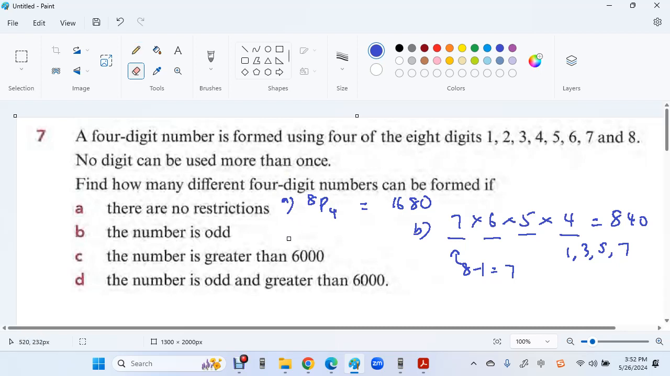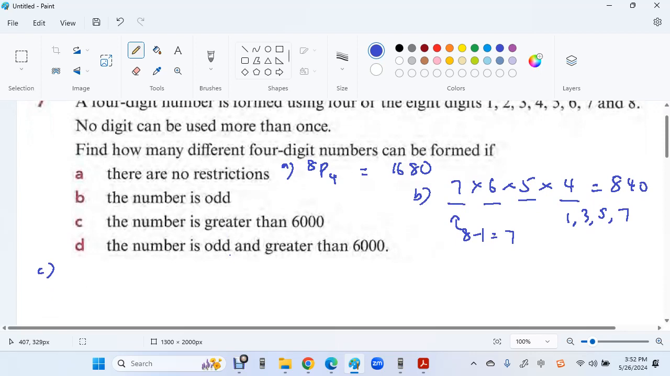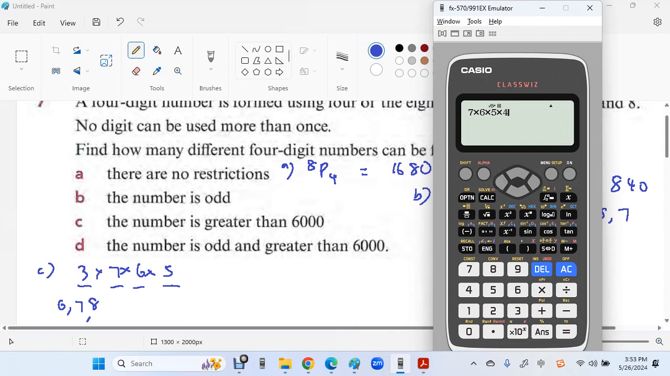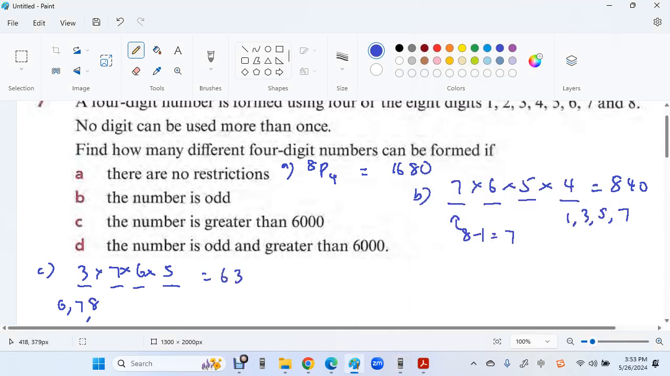And C, the number is greater than 6,000. So greater than 6,000, we can start with 6, 7, 8, so 3 choices. Then 7, 6, 5. So we have 7, 6, 5 times 3. So this is 630.